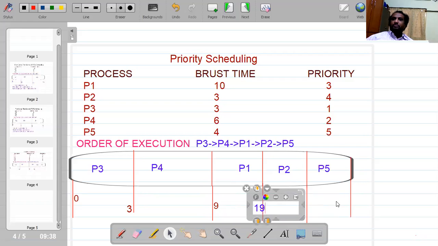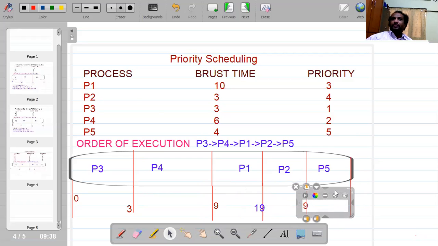P4 is going to do the things up to 19 milliseconds. At the 19th millisecond, P2 is going to start. Then P2, how many milliseconds? 3 milliseconds. So 19 plus 3? 22. Sorry, 22.